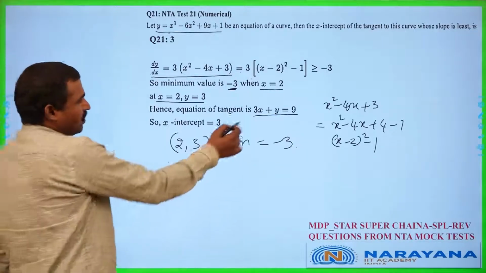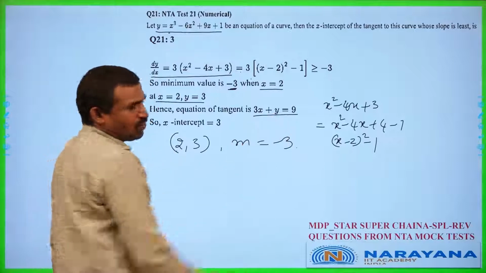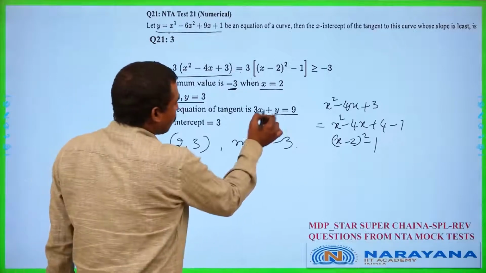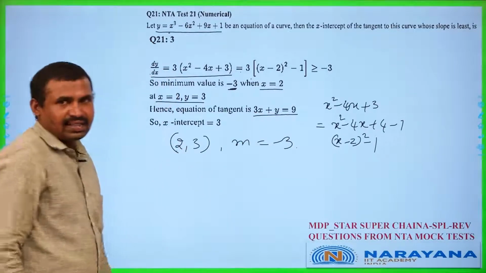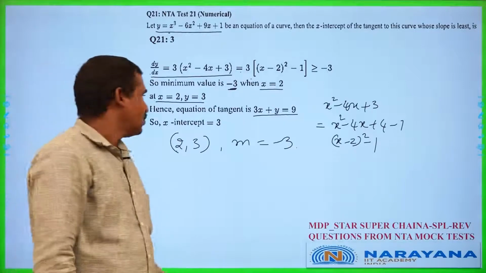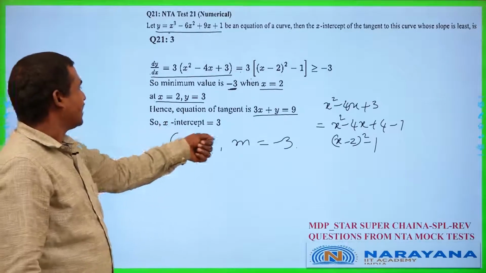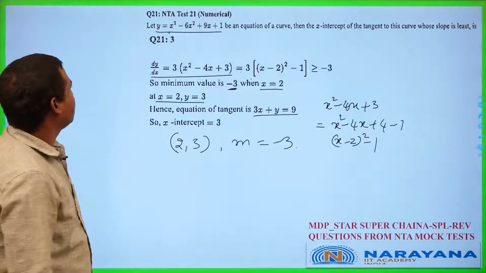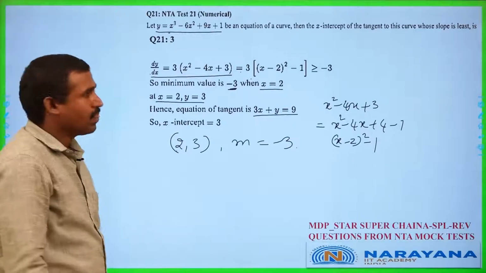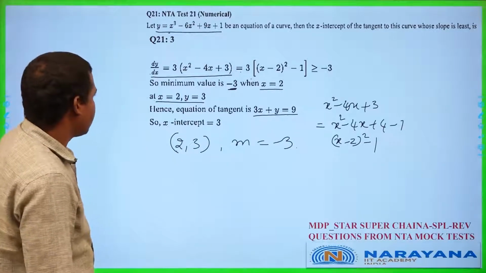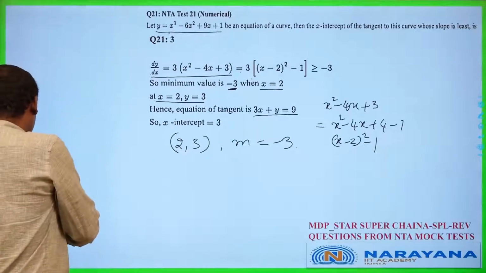So, to find the x intercept, substitute y is equal to 0. If you substitute y is equal to 0, 3x is equal to 9, then x is equal to 3 only. So, the x intercept is 3. So, 3 is the correct answer. Let us go to the next one.